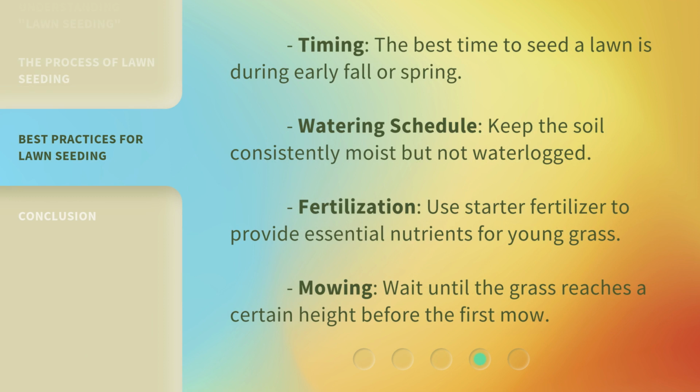Timing. The best time to seed a lawn is during early fall or spring. Watering schedule. Keep the soil consistently moist but not waterlogged. Fertilization. Use starter fertilizer to provide essential nutrients for young grass. Mowing. Wait until the grass reaches a certain height before the first mow.